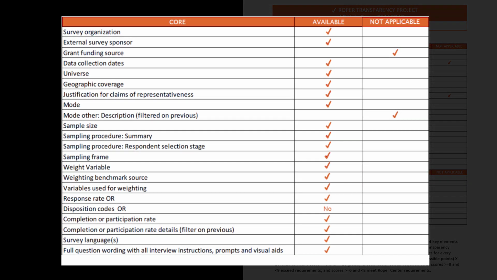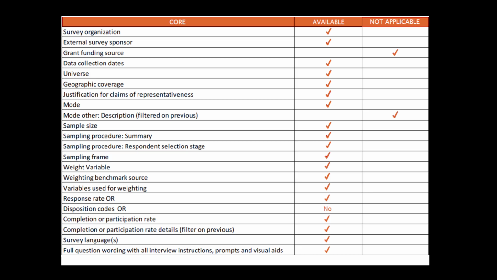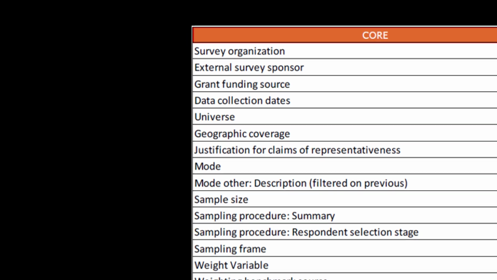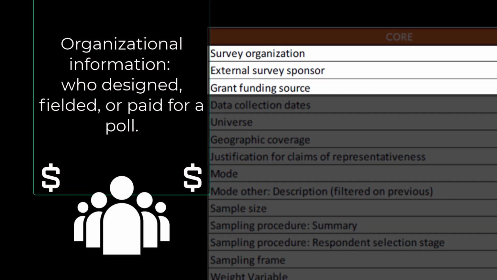These are the core elements in our scoring system. In this video, I'll provide an overview of these core elements. The first group of elements are organizational. They describe who designed, funded, or fielded a poll.